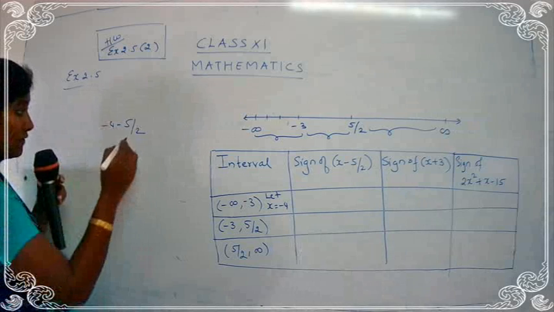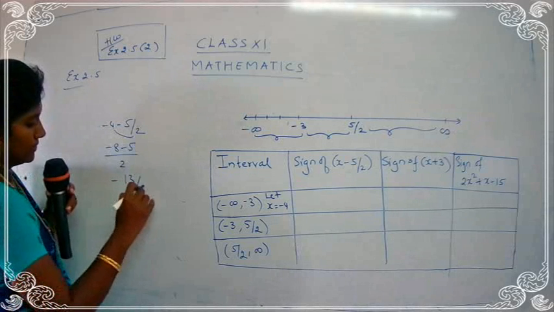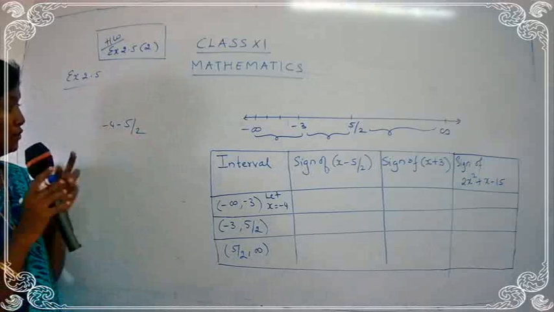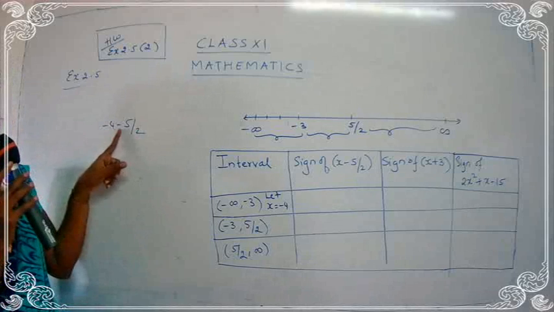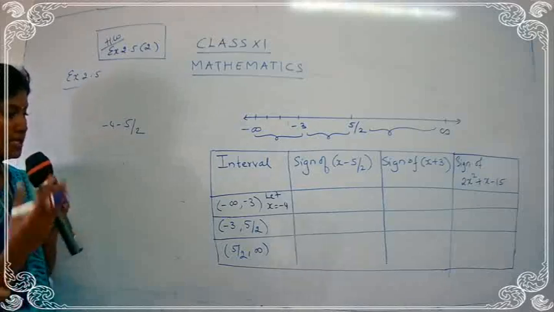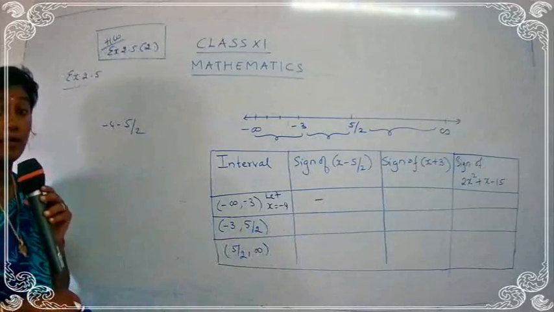If you want, I'll just solve and tell you. It's minus 8 minus 5 by 2, which is minus 13 by 2. Clear? So instead of solving, you just look at the numbers, minus minus. When you have minus minus, the answer is going to be minus. So I get the minus sign here. I hope you're clear.